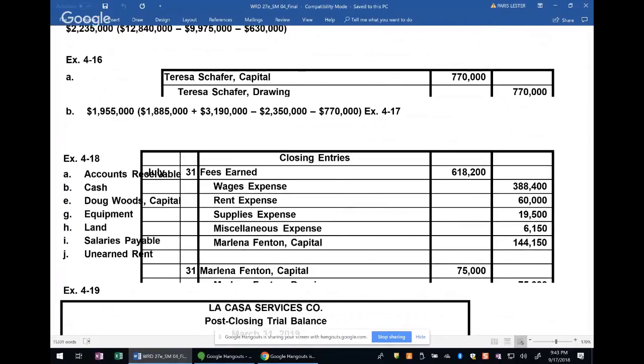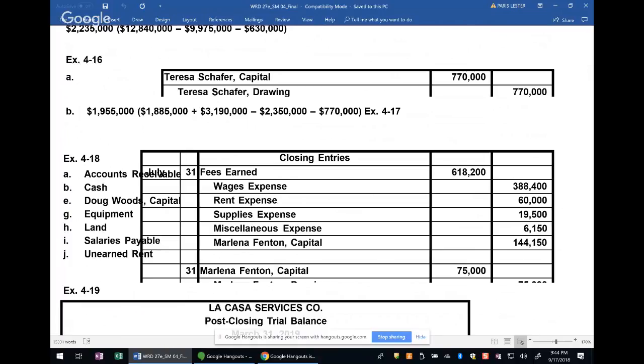Down to 17. Closing entries with a net loss. Now, let's see if these are the right figures. You don't close out capital, you know that. But your fees earned was 618.